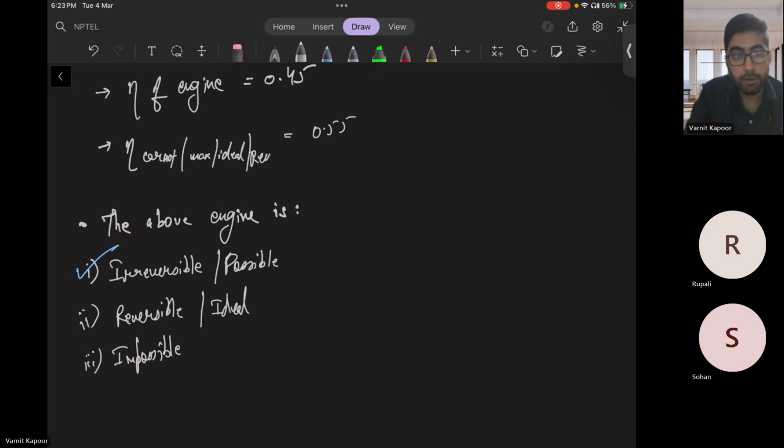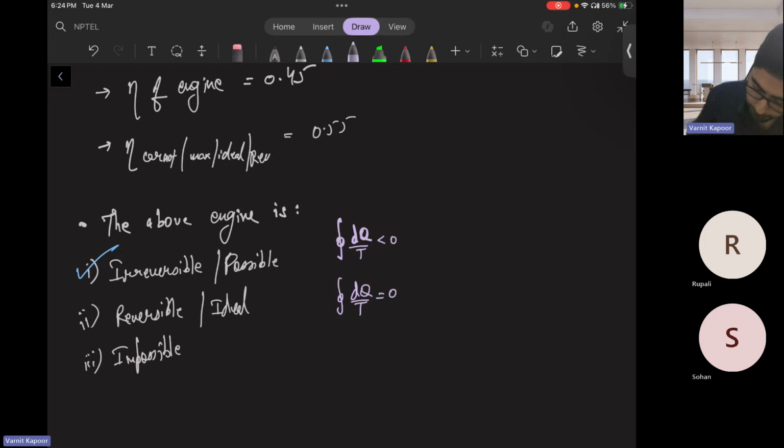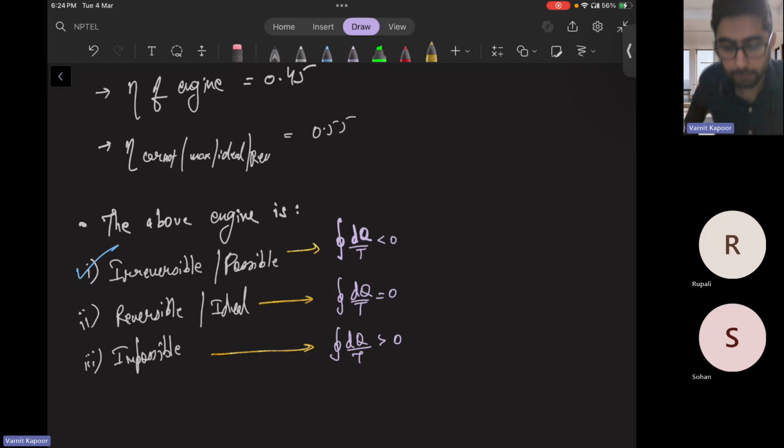One way is to check through the efficiency. Another way can be through, you remember that statement at the start of the last tutorial, I gave the Clausius inequality, that is, the cyclic integral of dQ by T is less than 0. So for an irreversible engine, the cyclic integral of dQ by T is less than 0. For ideal, it is equal to 0, and for impossible, it is greater than 0. This is another way.